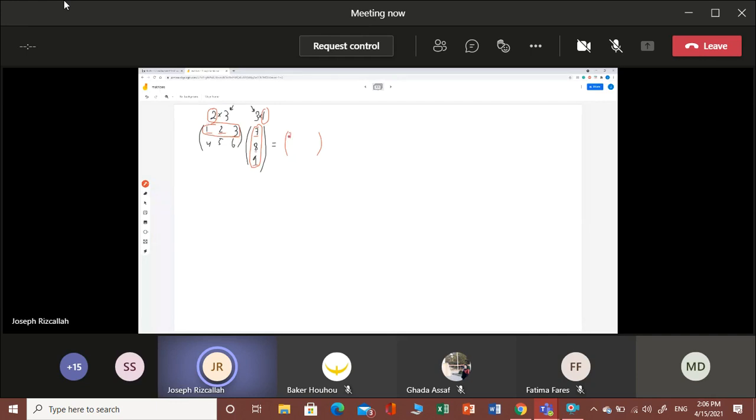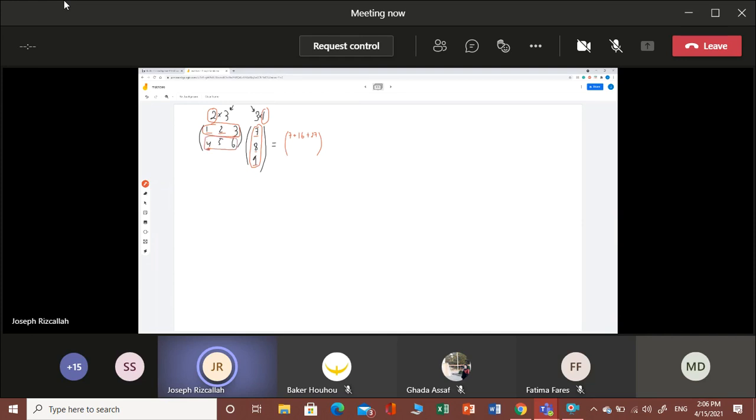So 1 times 7 is 7. 2 times 8 is 16. And 3 times 9 is 27. Okay? So the first entry here is going to be 1 times 7 plus 2 times 8 plus 3 times 9. Okay? Now the second entry, you do exactly the same, but with the second row.